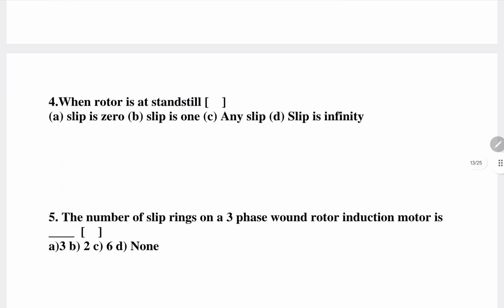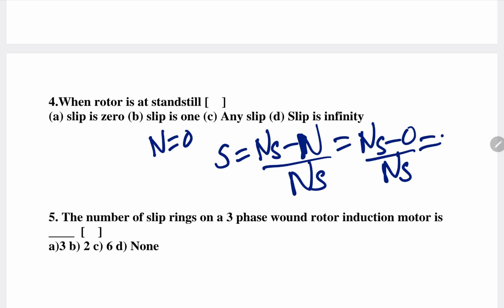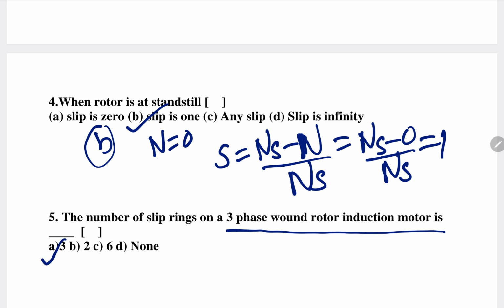Next, when rotor is at standstill, that means n value is equal to 0, slip is equal to ns minus n divided by ns, and that is ns minus 0 by ns. So ns by ns equal to what? 1. So slip is 1. The number of slip rings in the three-phase wound rotor induction motor is 3. So each slip ring will correspond to one phase of the rotor winding. So answer is A.